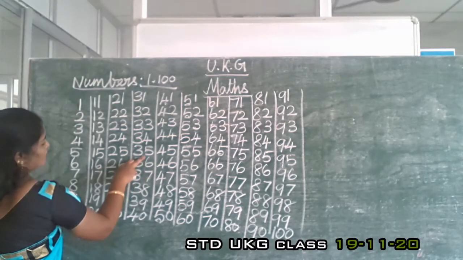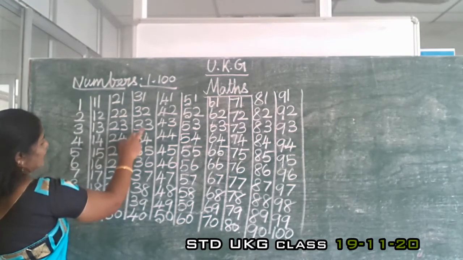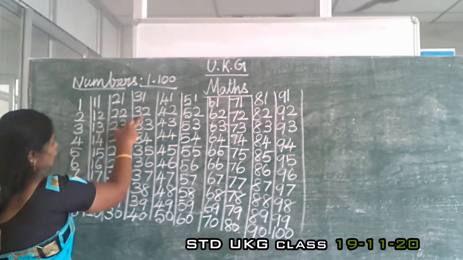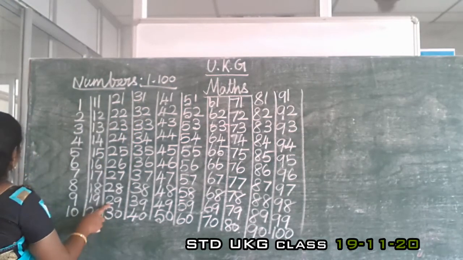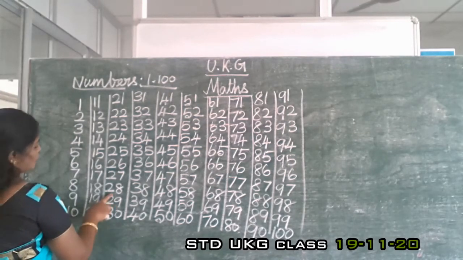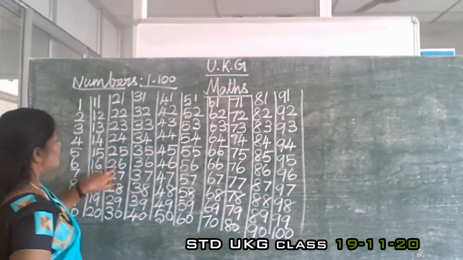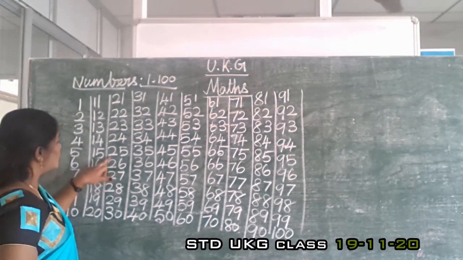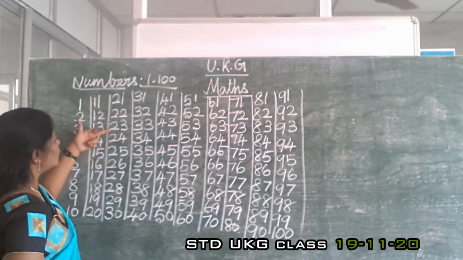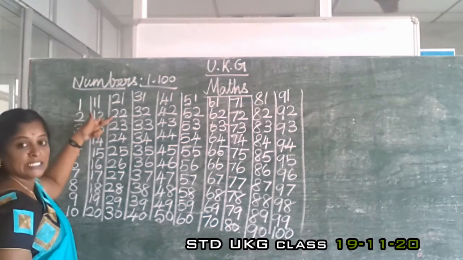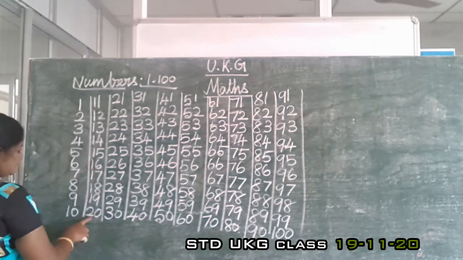36 before number 35. 35 before number 34. 34 before number 33. 33 before number 32. 32 before number 31. 31 before number 30. 30 before number 29. 29 before number 28. 28 before number 27. 27 before number 26. 26 before number 25. 25 before number 24. 24 before number 23. 23 before number 22. 22 before number 21. 21 before number 20.